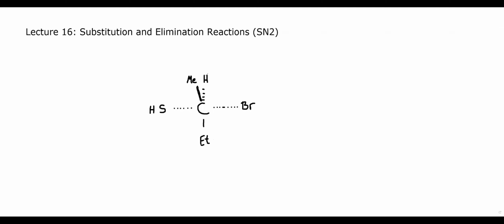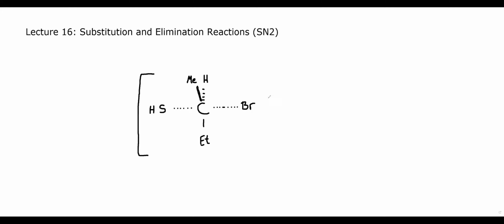And these three groups here are sort of in the same plane of each other. You can think of a trigonal planar structure for these. And then the leaving group and the nucleophile are on opposite sides of that flat trigonal planar structure. Okay, so this is what the transition state would look like.